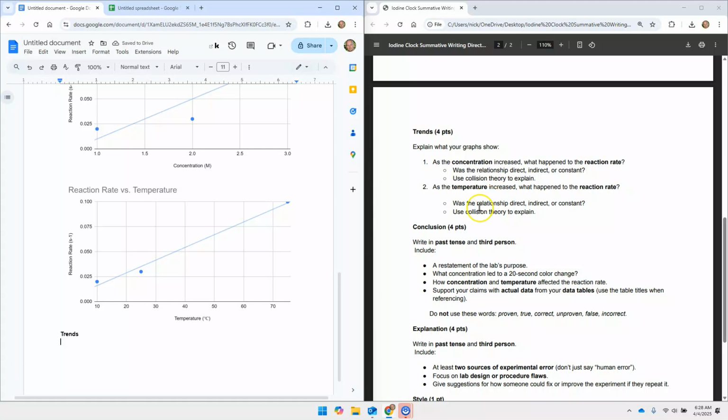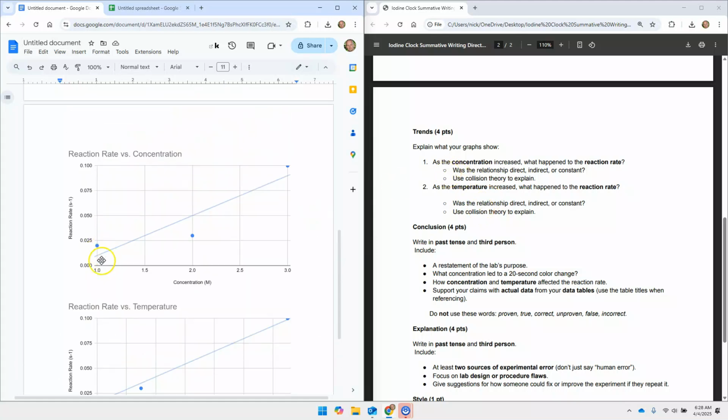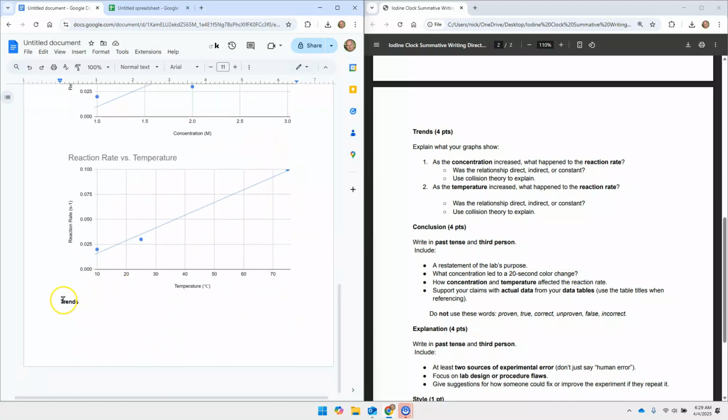So you're basically answering these questions. So as the concentration increased, so if I look at my first graph, as I increase the concentration, so as I move from left to right, what happened to the reaction rate? Did it increase? Did it decrease? Or did it remain constant? Now, if your reaction rate, let me type this down here.